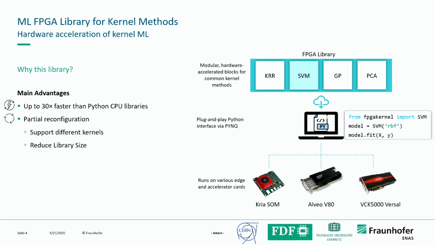We use partial reconfiguration to support different kernels because I showed the RBF kernels, but there are a lot of different other kernels there, and we want to support all of them easily, and hence we use the partial reconfiguration to do specific kernel operations, and also the library size. Maybe we'll come to that later, but with partial reconfiguration we will get a reduced library size.